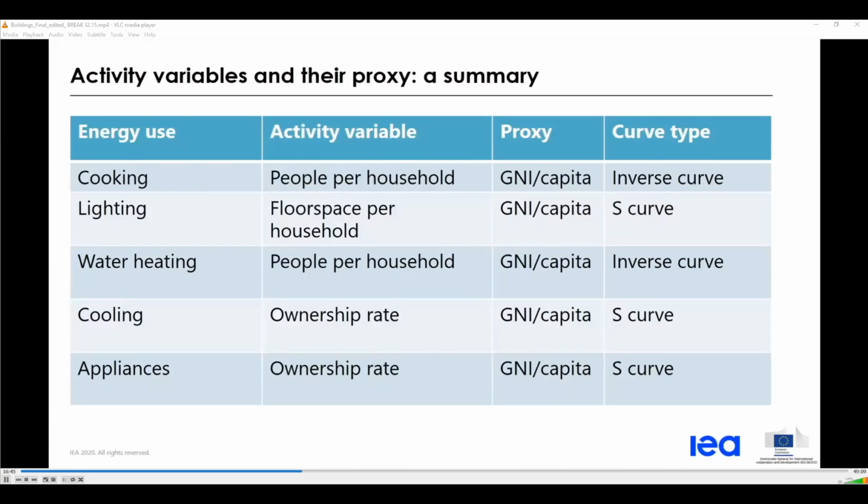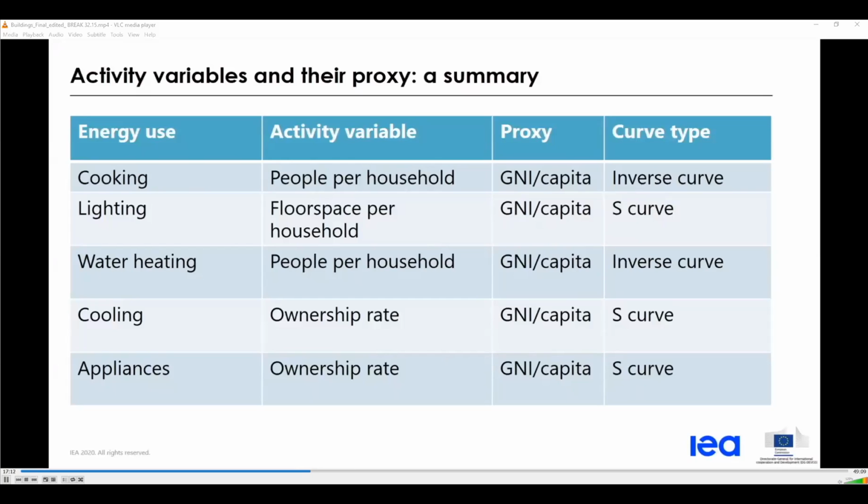So firstly, with cooking, the first curve that we saw was an inverse curve. And so for cooking, we use people per household to help us understand the evolution of service demand. So people per household is our activity variable. And as with all end uses in buildings, we're using GNI per capita, or you can use GDP per capita as well, as the most important proxy to help us describe the evolution of the activity variable.